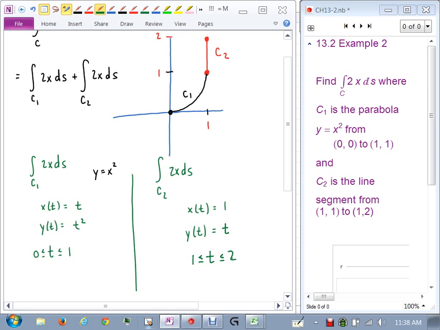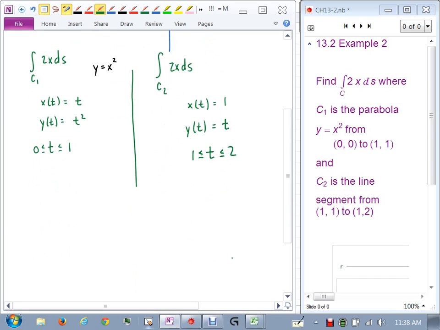Notice that this parametric representation is completely different than that parametric representation because they're different curves, and our time restrictions are completely different also. They don't have to be the same, which is why it's so important that we break it up into two integrals, because everything's going to be different, right? The derivatives are different here, derivatives are different there. Our replacement up here of x is going to be different than our replacement here of x. Any questions?